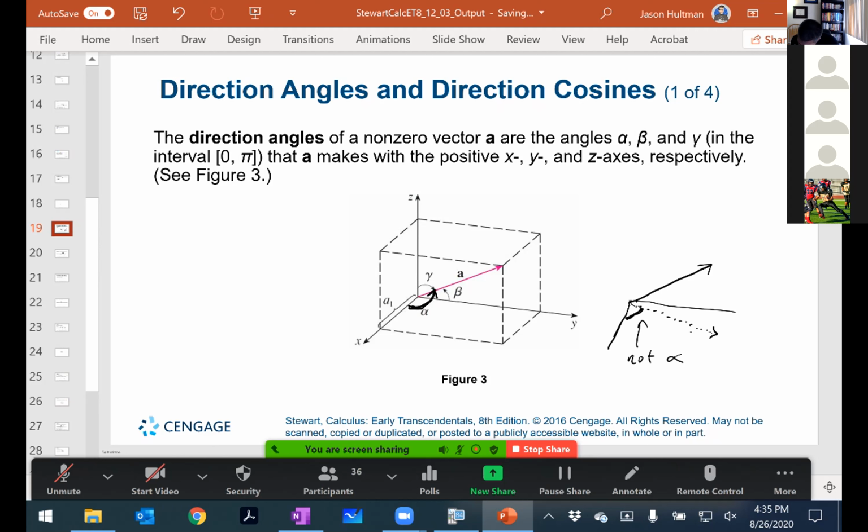This is the angle theta projected onto the xy plane. So just don't make that mistake. They're different angles, if that makes sense. Hopefully makes a little bit of sense.